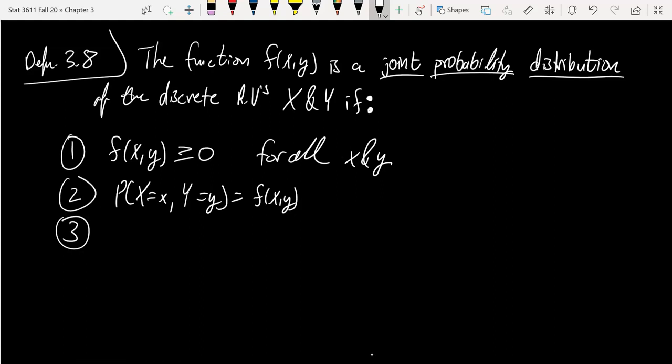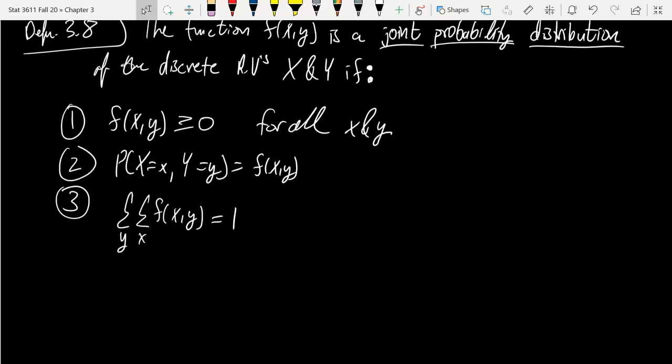So how do we notate adding up all of the probabilities here? It's not just a single sum. We don't just get to sum over all x, but we have to sum over all possible pairs. So we sum over all x, we cycle through that, and then for each of those, we cycle through y. This is a double sum, and we make sure that adds up to 1.